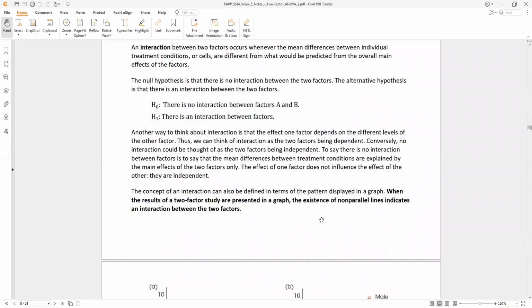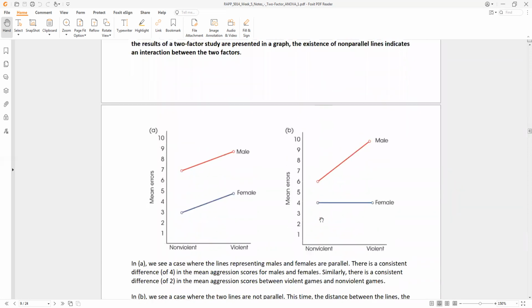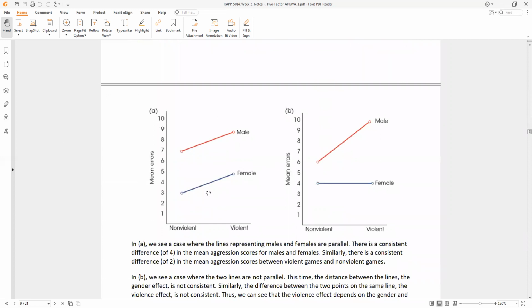Okay, so here are the pictures I talked about that are going to help you understand interactions a little bit better. In the first picture here, we can see that the scores for men are higher than the scores for women. The red line is always above the blue line. We can also see that the scores for violent video games are higher than the scores for non-violent video games. The lines go up when you add violence, and that's true for women and men. And the lines go up by the same amount. So when we add violence, that adds the same amount to women as it does to men.